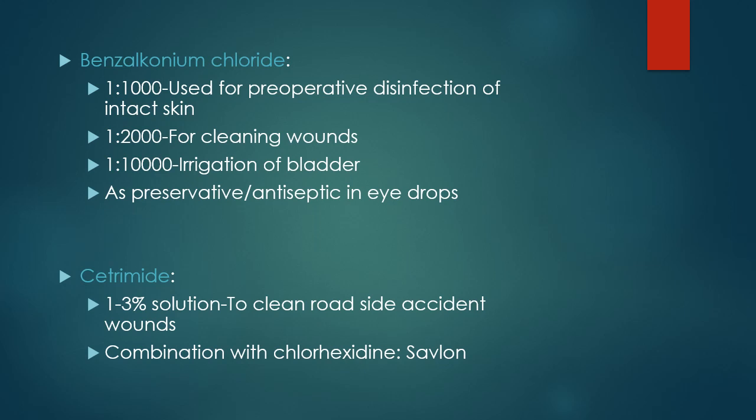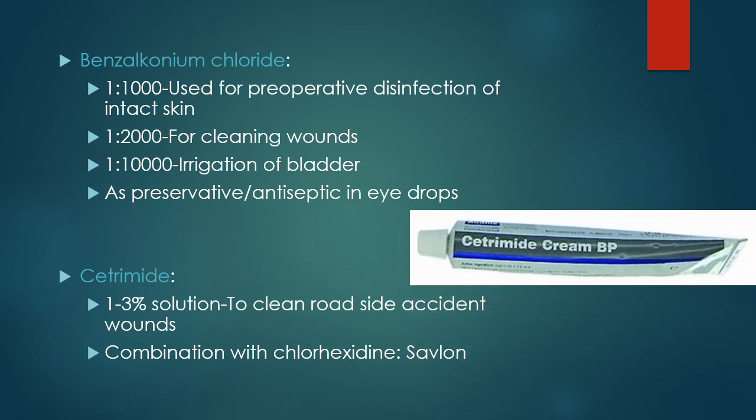Next is cetrimide. Cetrimide 1 to 3% solution is used to clean roadside accident wounds because it effectively removes dirt and congealed blood from the wounds. Cetrimide cream, you must have seen, is available in the first aid kits of vehicles. In combination with chlorhexidine, the combination is known as Savlon. So it is commonly used as antiseptic or disinfectant for surgical instruments.